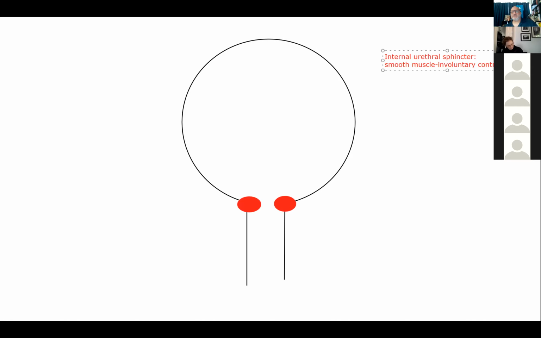We also have, within our levator ani muscle, that enlargement, that is the external urethral sphincter, which is skeletal muscle, and it has voluntary control.